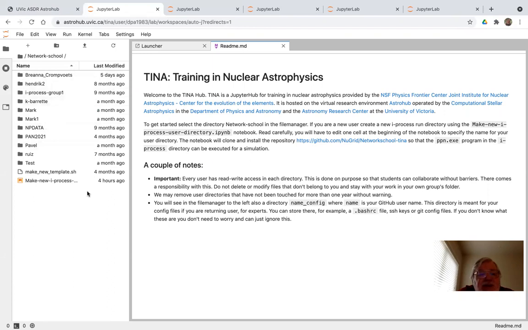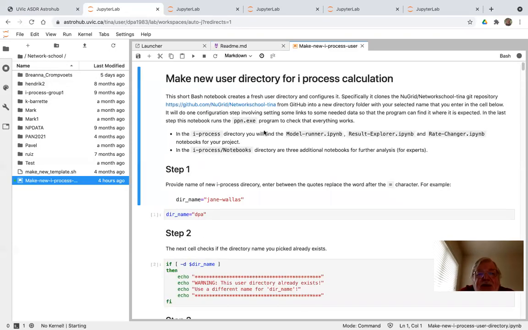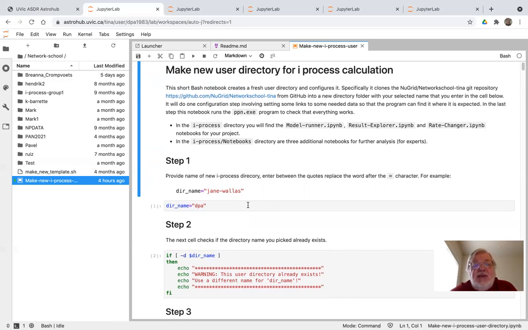And these instructions tell you, open this notebook, make new iProcess. Don't be confused that it says make new iProcess. It doesn't matter. You will also be able to run Nova simulations. Just double click this, and you have this notebook open, make new user directory for iProcess calculations. The most important thing you will have to do here is provide the name of your directory. It's up to you.